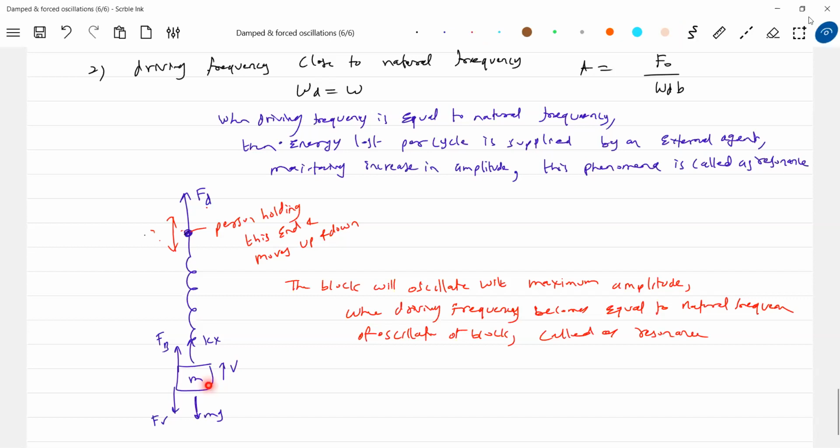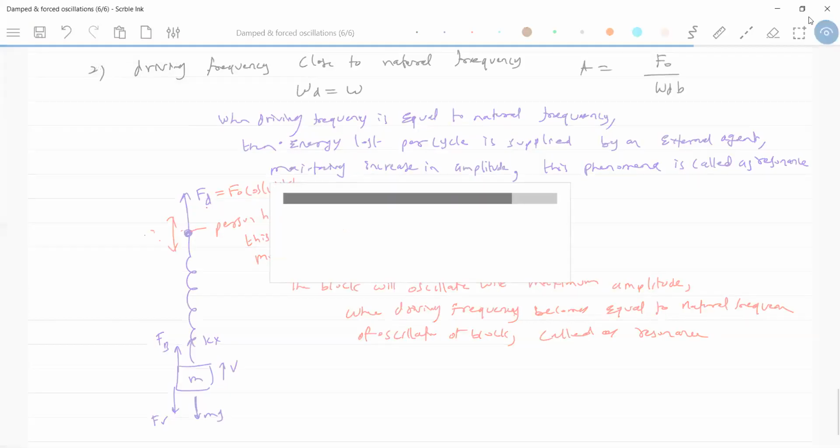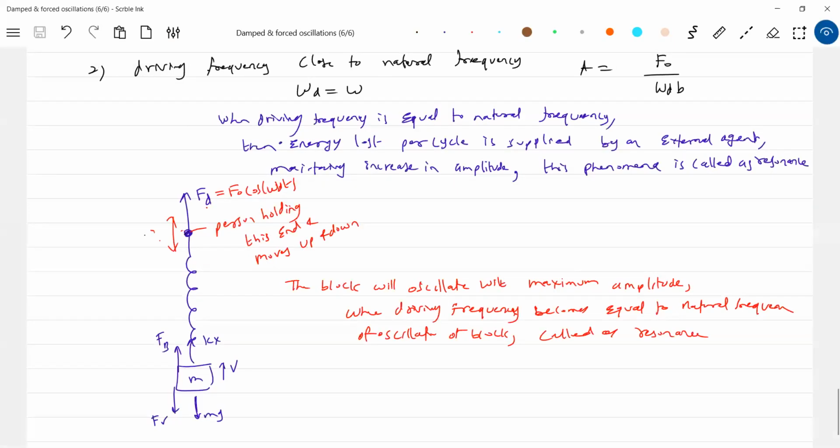So the block will have maximum amplitude when the driving frequency, meaning I'll be moving up and down. What is this force? The force which I apply will be of this kind: F naught cos omega t. Okay, I agree, this is the basic idea. This is called forced oscillation. You are forcing it to oscillate. You are not permitting it to oscillate on its own. You are forcing it to oscillate according to your convenience. That's all, called forced oscillation.